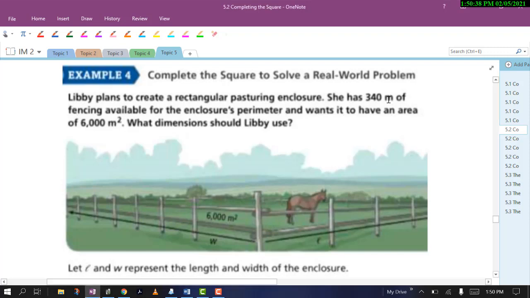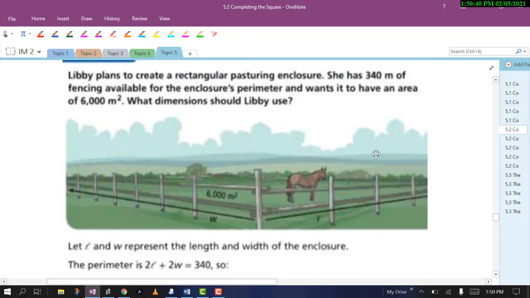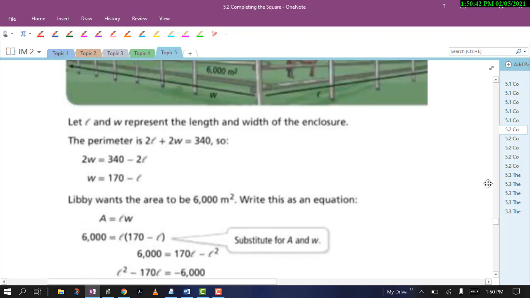So, if I can scroll down, which I can't, there we go. Let L and W represent the length and the width of the enclosure. So our perimeter is always 2 times the length plus 2 times the width equals 340. So we add up the four sides, L plus L plus W plus W. And then we can divide by 2 and simplify the equation a little bit.